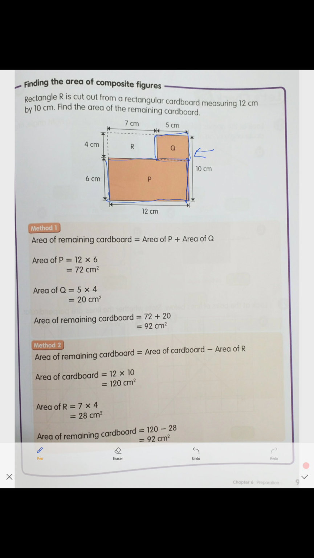Over here. So they tell us that rectangle R, this one, rectangle R, right, is cut out from a rectangular cardboard measuring 12 by 10, right?